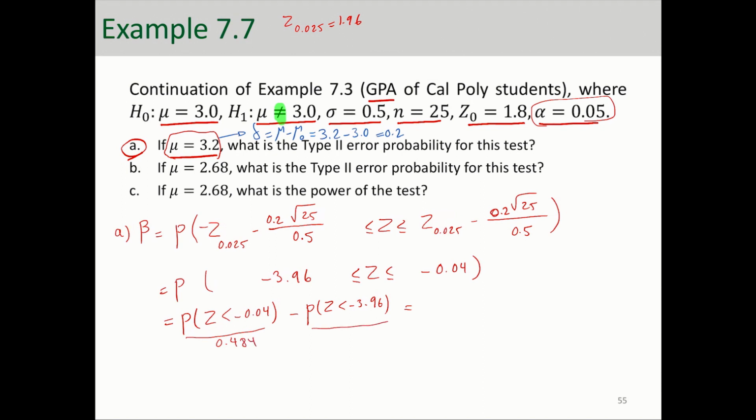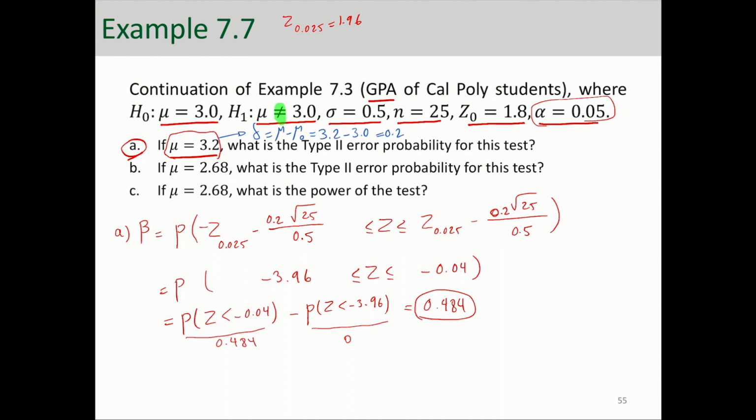Probability of z less than negative 3.96. You can double check that in the table, but that is very close to zero. That is way to the left of the normal distribution, and z less than that is essentially zero. So the probability is 0.484. What is that? That is beta, the probability of type 2 error. There is a 48% chance that we make a type 2 error in this test, which is pretty high.